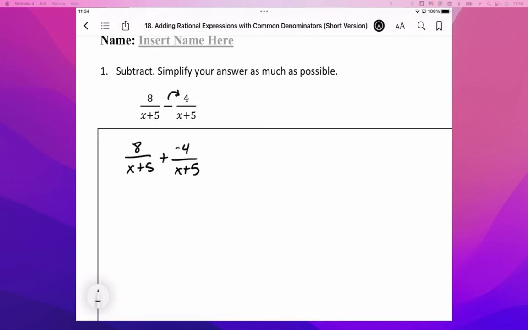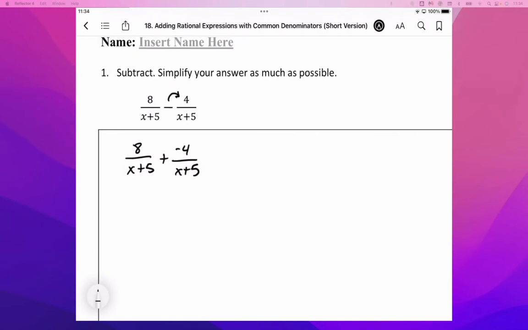And so with fractions, I only ever want to add. It's my personal preference, especially when we get with some stuff that's going to be more nasty, like the problems ahead. So 8 and negative 4 will make positive 4. Denominators are the same, and they will stay the same, x plus 5. Okay, I'll pause there for a moment and then move on to number 2.